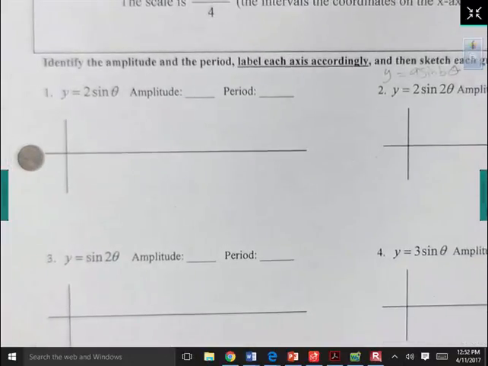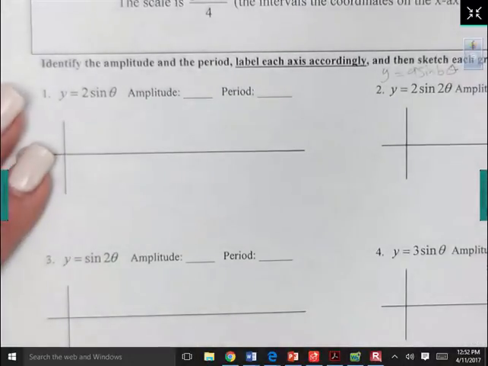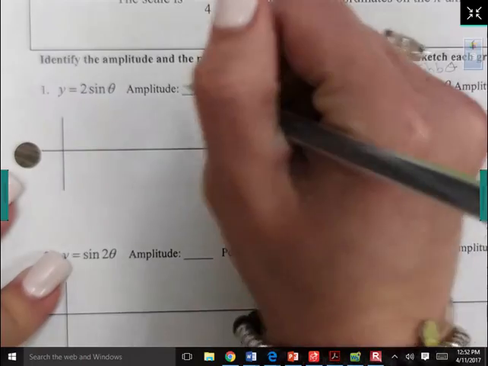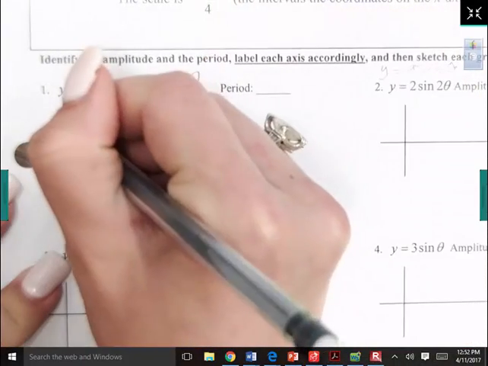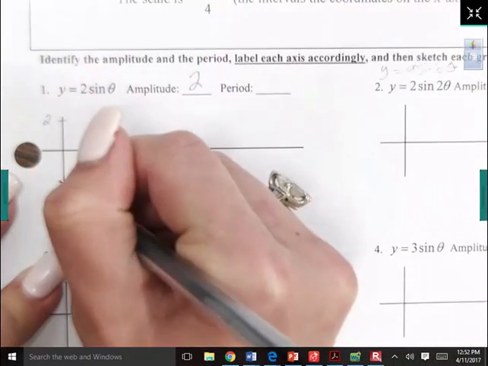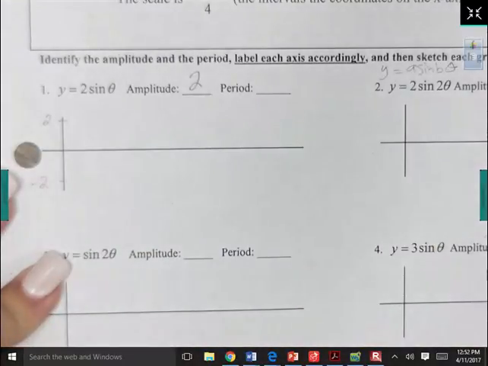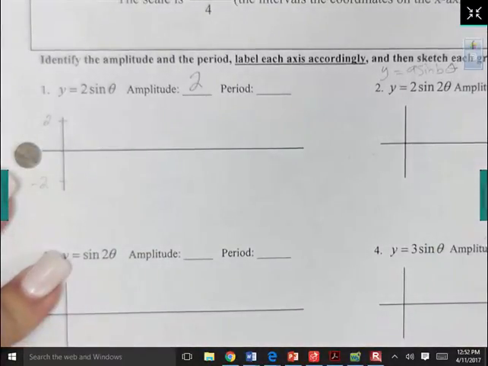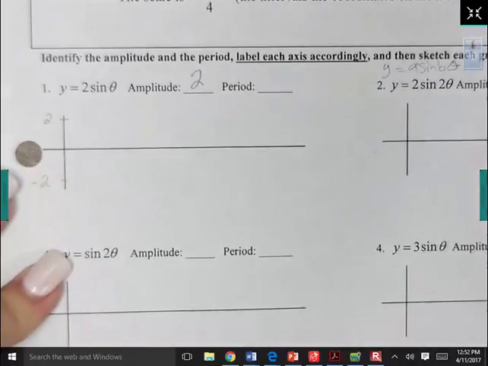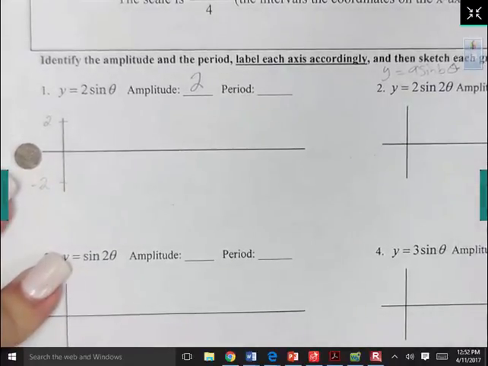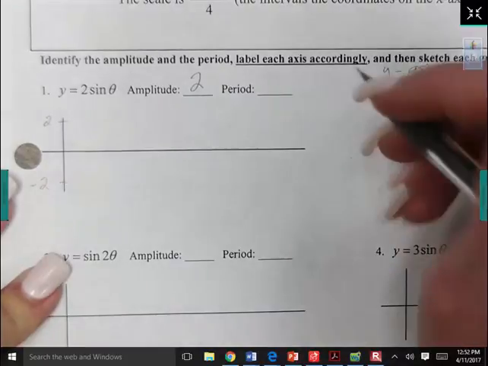So in number 1, our amplitude is what? Aya, what's our amplitude on number 1? Our amplitude is 2, good. And that just means that this is going to be 2, and this is going to be -2. Okay, and then what is our period going to be, Aya? How did you get that, Aya?